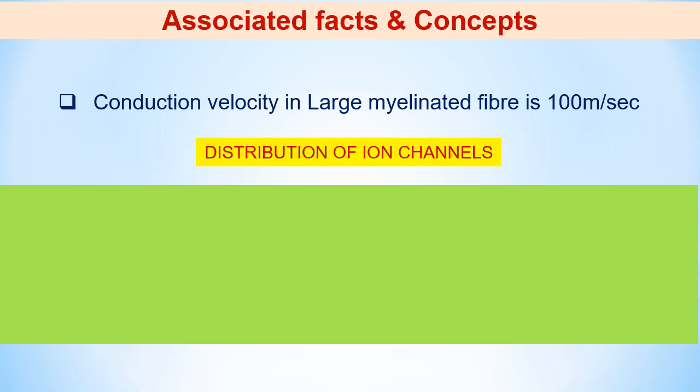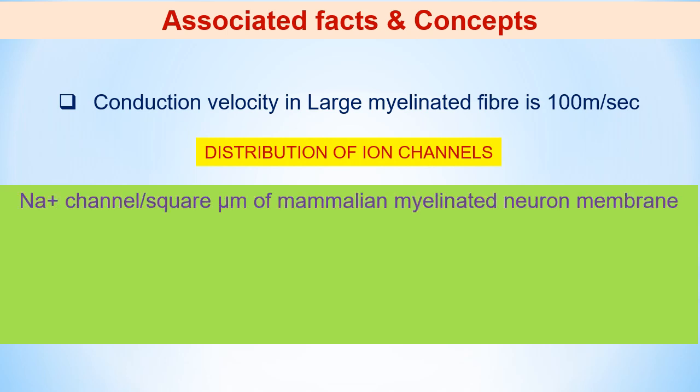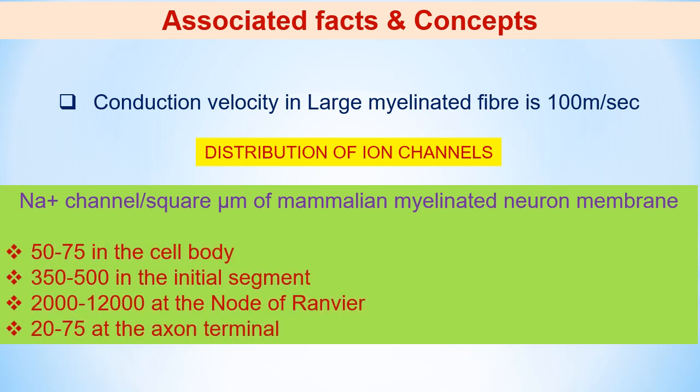Some associated facts regarding the conduction of the action potential in myelinated fiber are that the rate of conduction is 100 meters per second. Distribution of ion channels is a very important aspect to understand this mechanism of propagation. If we consider, for example, the sodium ion channel distribution per square micrometer of a mammalian myelinated neuron, in the cell body there are 50 to 75 such channels. In the initial segment or axon hillock portion, there are 350 to 500 such channels. But interestingly, 2000 to 12,000 such sodium channels are present at the node of Ranvier. That is very significant because at these nodes of Ranvier the action potentials are generated.